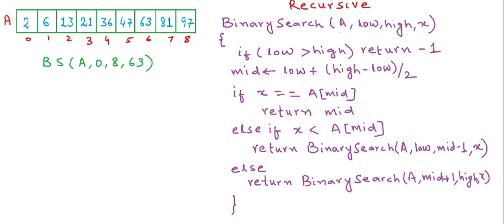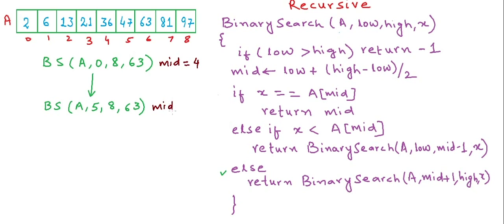Now we go inside the function. Is low greater than high? No. So we go ahead and calculate mid. Mid would be calculated as 4. The element at index mid, index 4, is 36, and 63 is greater than 36. So we come to this else condition, the third condition, and we make a recursive call to search for 63 within range mid +1 would be 5 to 8. Now once again, for this function, low greater than high is not true, so we calculate mid.